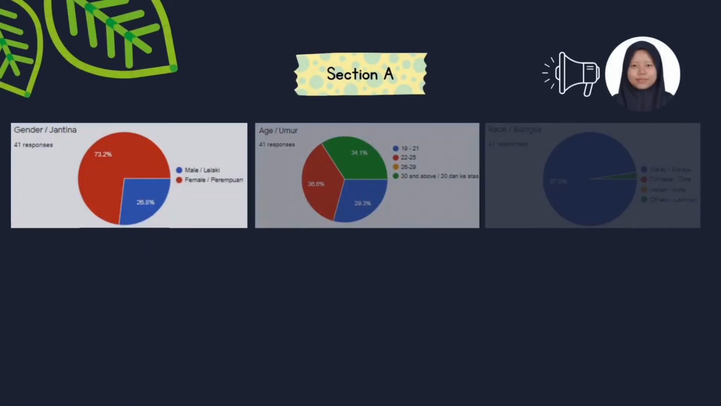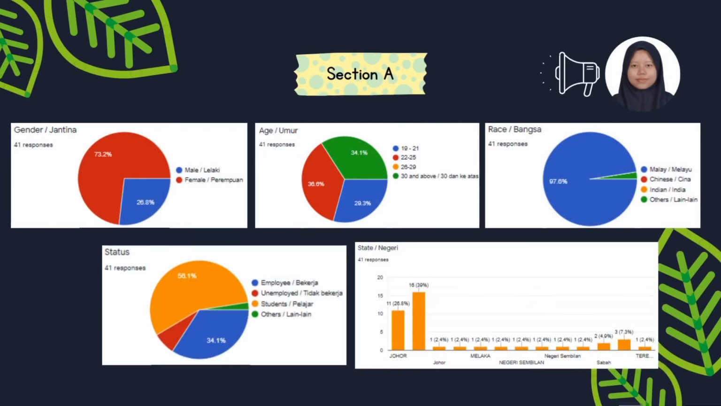One of the methods used to achieve the objective of the study is questionnaire. The questionnaire is divided into 3 parts, which are Section A, Section B, and Section C. The data obtained are from 41 respondents from different parts of Malaysia. For Section A, there are 5 elements, which are gender, age, race, state, and status.